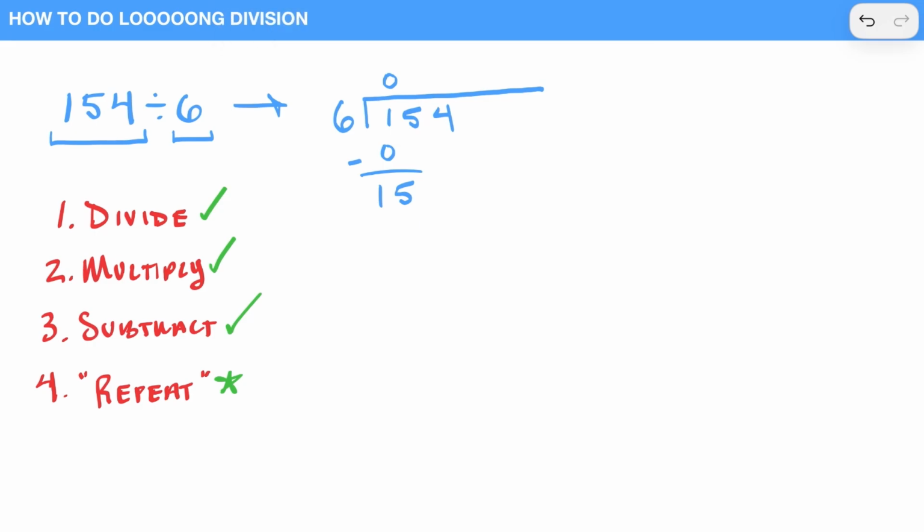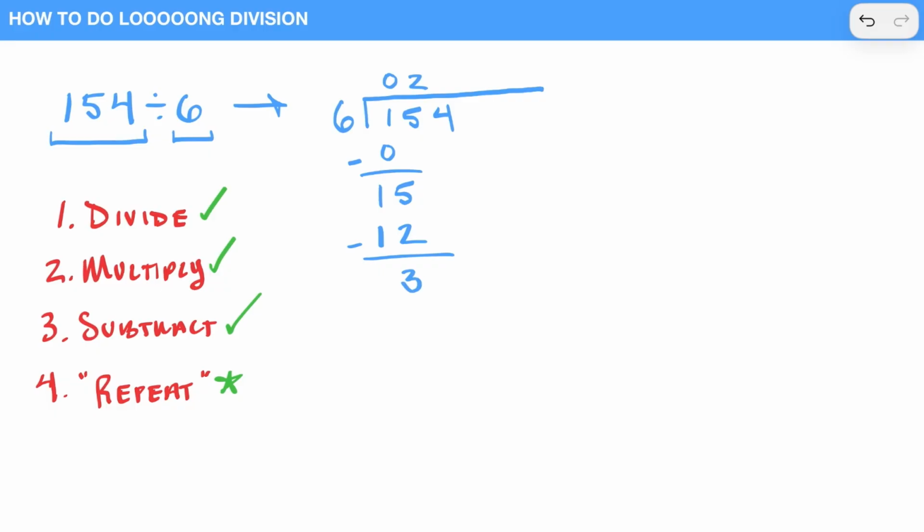6 goes into 15 how many times? Well, it goes into it twice, because 2 times 6 is 12. 3 times 6 is 18, but 18 is bigger than 15. So we're going to write a 2 right up there. Now we're going to multiply. 2 times 6 is 12. And now we're going to subtract. 15 minus 12 is 3.